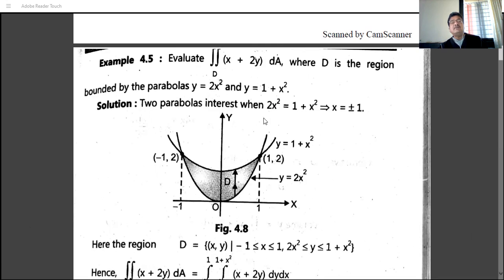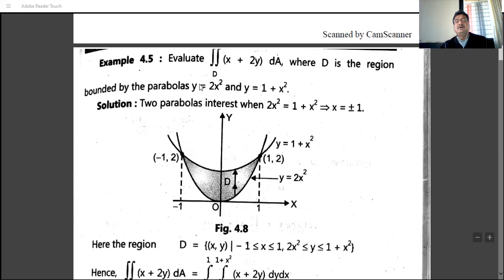And what is the equation of an ellipse? x square by a square plus y square by b square is equal to 1. And what is the equation of a hyperbola? x square by a square minus y square by b square is equal to 1. That is, if x and y both have power 2, that is, if there is an x square term as well as a y square term in the equation, then it represents either a circle, ellipse or hyperbola.